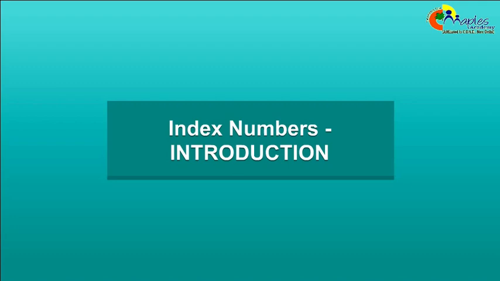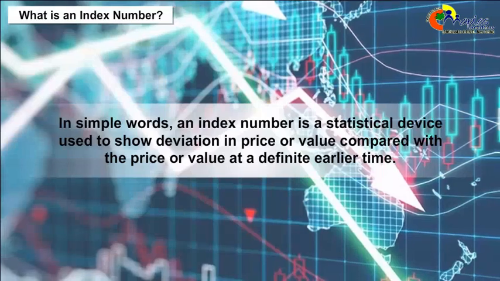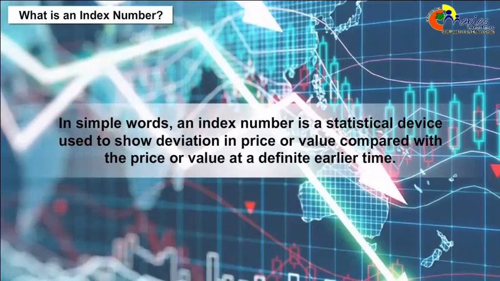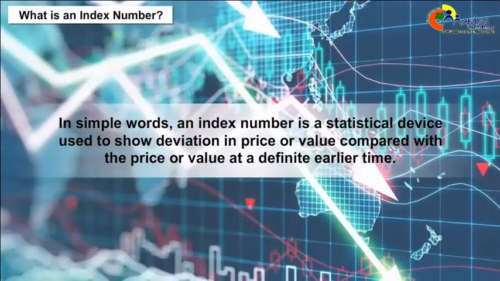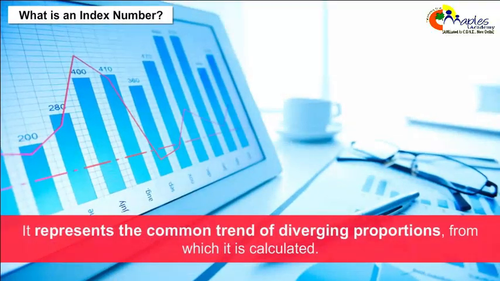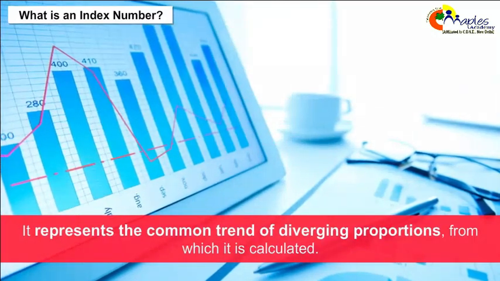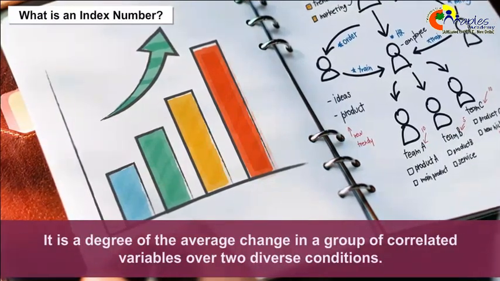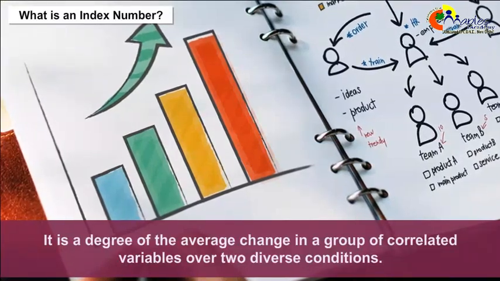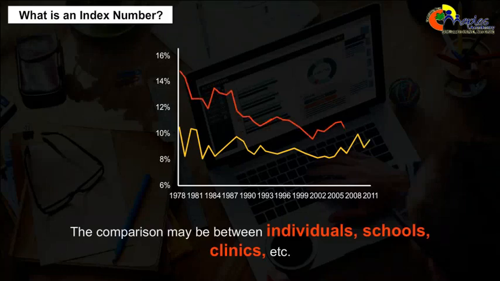Index numbers. Introduction. What is an index number? In simple words, an index number is a statistical device used to show deviation in price or value compared with the price or value at a definite earlier time. It represents the common trend of diverging proportions from which it is calculated. It is a measure of the average change in a group of correlated variables over two diverse conditions. The comparison may be between individuals, schools, clinics, etc.